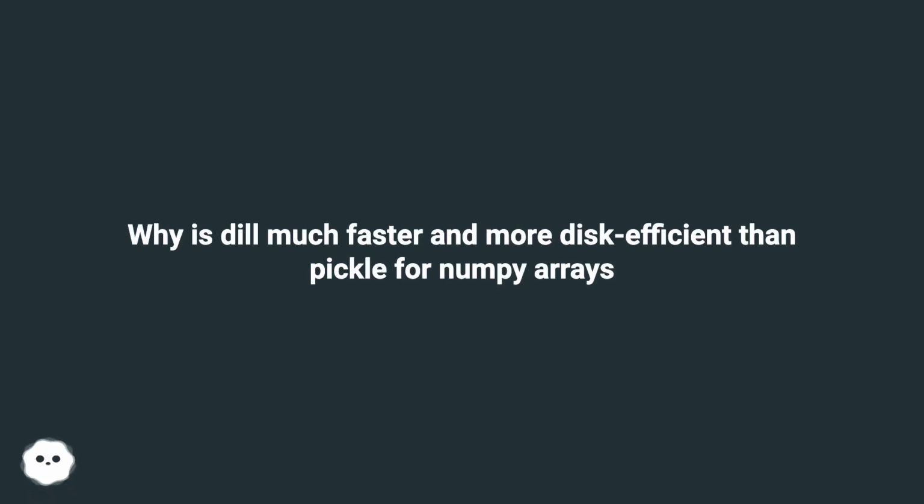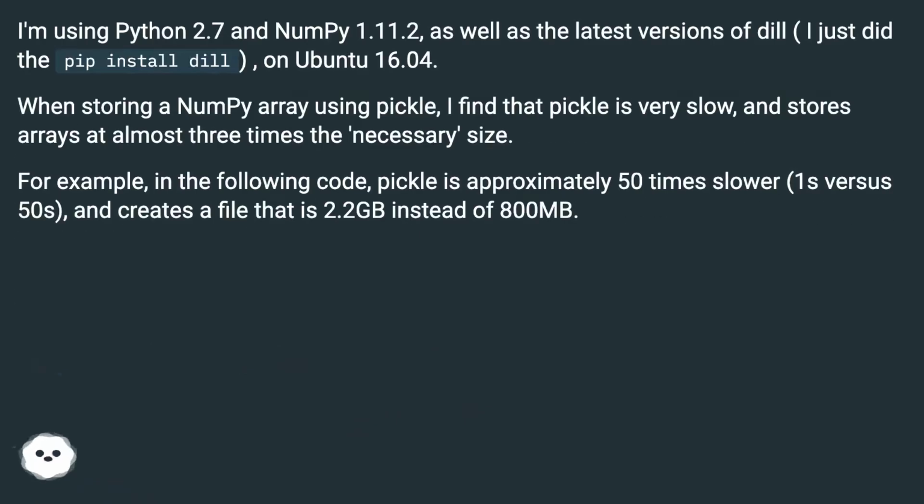Why is Dill much faster and more disk efficient than Pickle for Numpy arrays? I'm using Python 2.7 and Numpy 1.11.2, as well as the latest versions of Dill. I just did the pip install dill on Ubuntu 16.04.